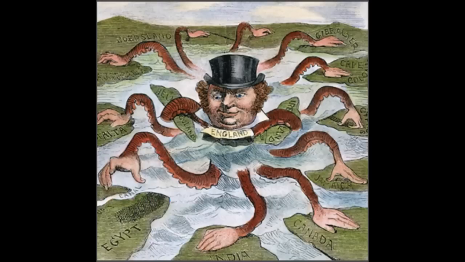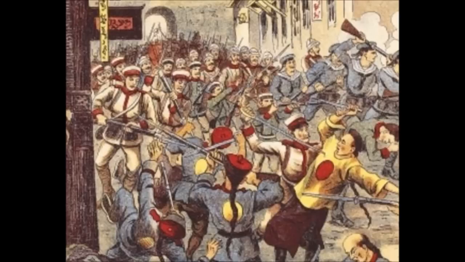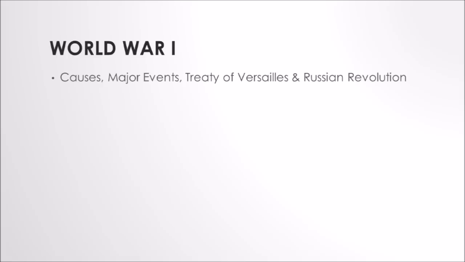This cartoon shows an octopus representing a European country with its arms all over the place, illustrating imperialism. This is a map and picture of the Sepoy Rebellion in India, and a picture of the Boxer Rebellion that occurred in China. Again, these rebellions were against foreign influence.